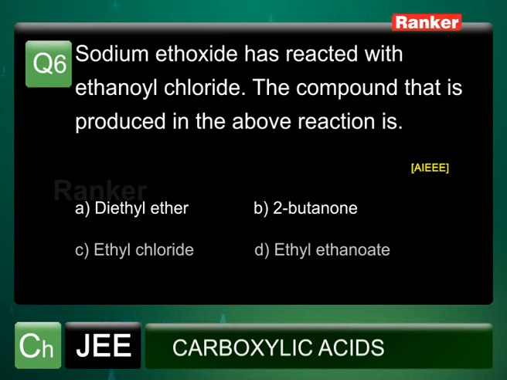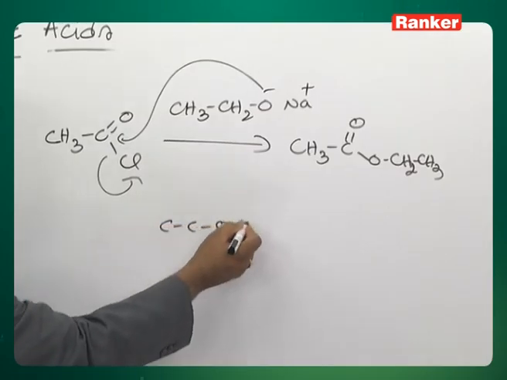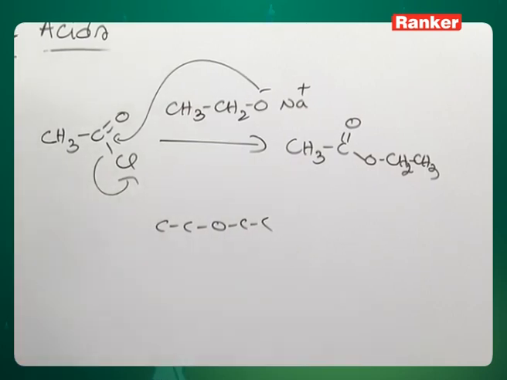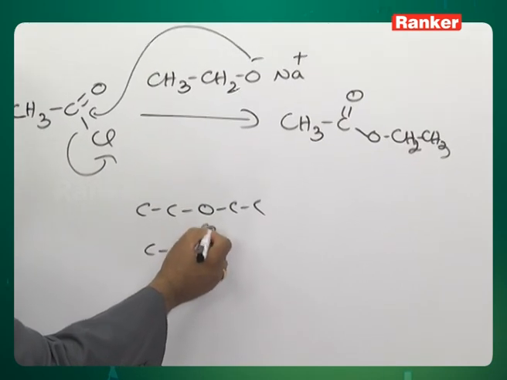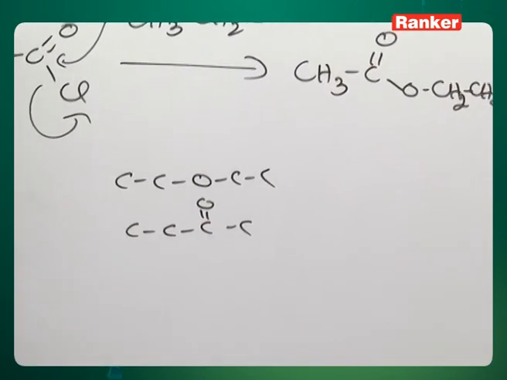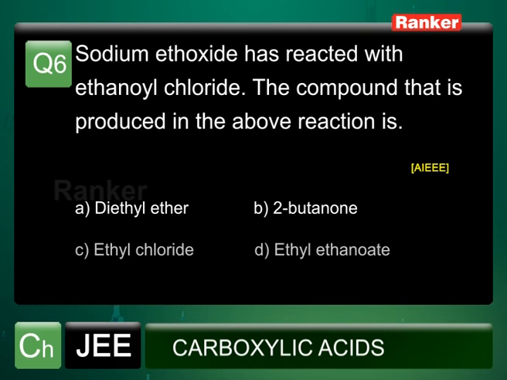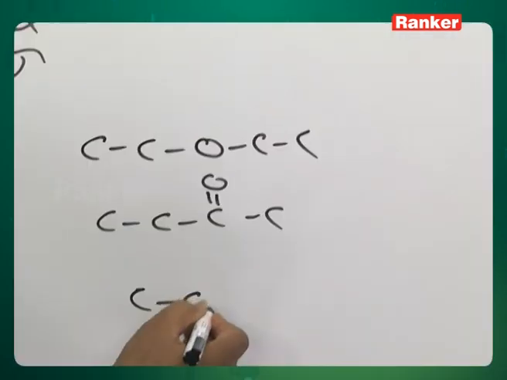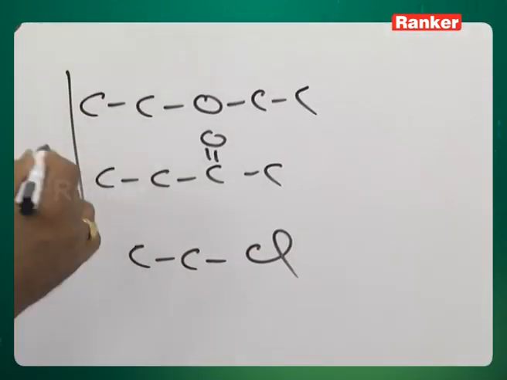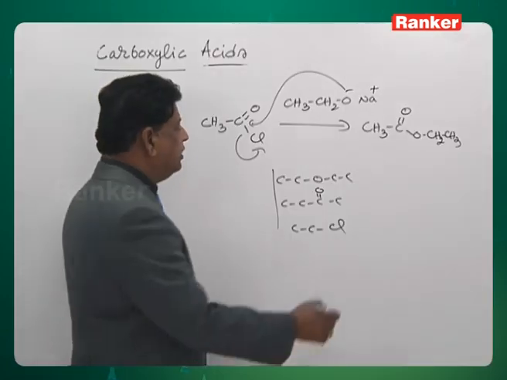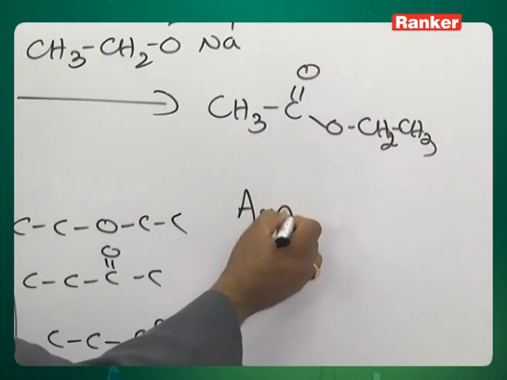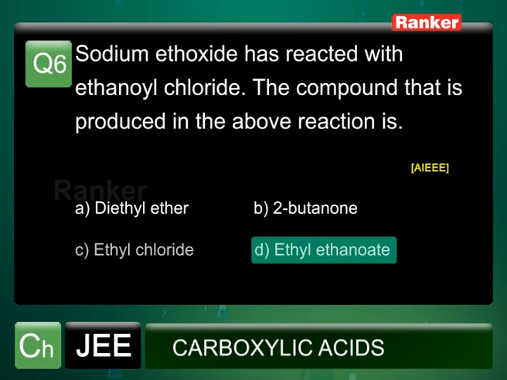So the first option is diethyl ether. Diethyl ether means 2 ethyl groups attached to oxygen. That's wrong. 2-butanone, a ketone, is formed? That is also wrong. 2-butanone is nothing but a ketone. Then ethyl chloride, a saturated ethyl with the chlorine. So all these options are wrong. So option D, ethyl ethanoate or ethyl acetate, is the right answer. Therefore the answer goes to D.